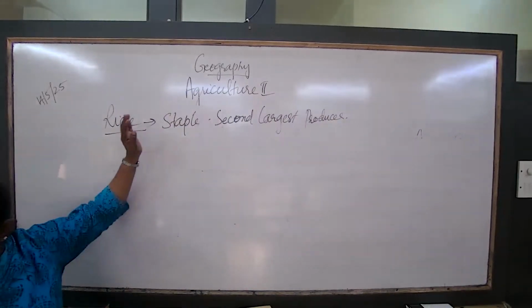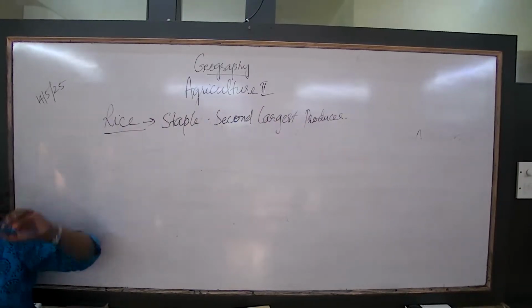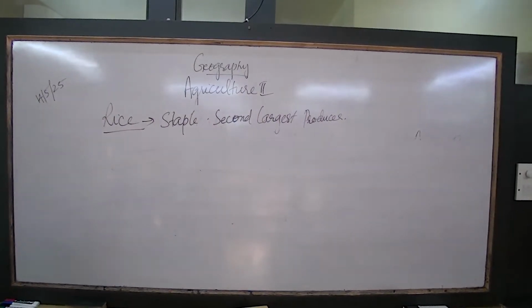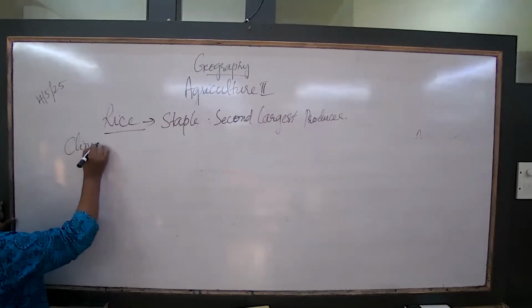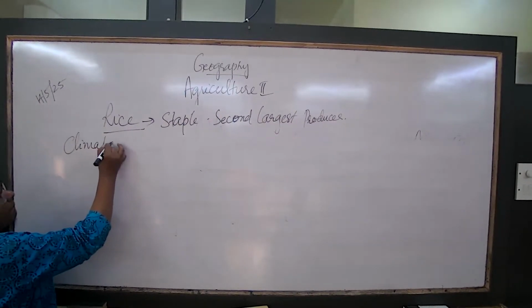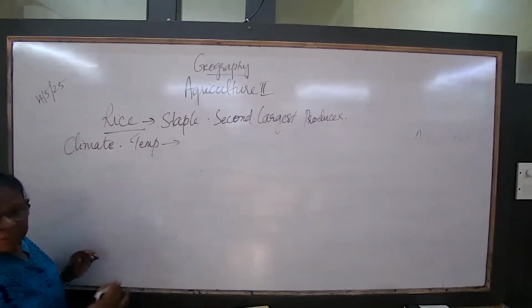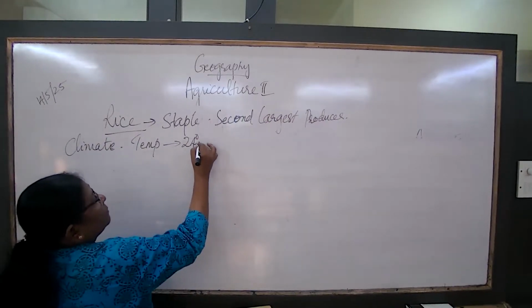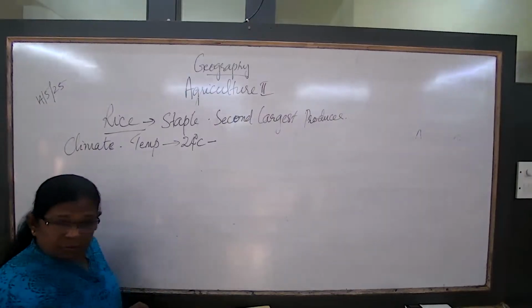First is China, and the second largest producer is India. Now, the next important condition is climatic condition. Let's see that climatic condition. You have to tell: temperature and rainfall. Temperature: how much temperature is it? 24 degrees Celsius. And rainfall 150 centimeters. So 24 only.